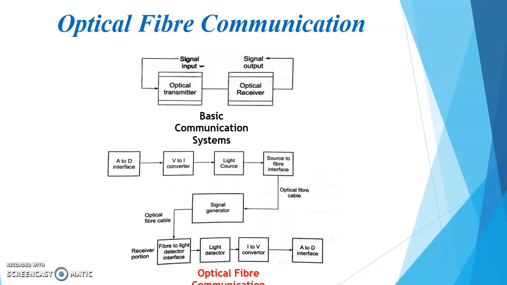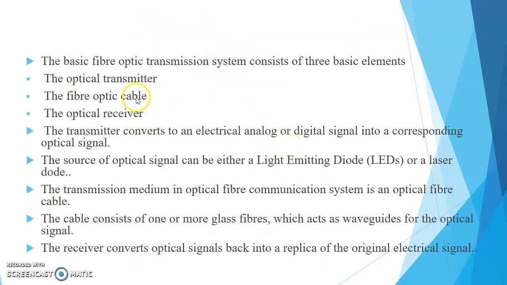Next, let us go to the block diagram of optical fiber communication. These are the block diagrams with respect to optical fiber communication. The first block is termed a basic communication system. Here we deal with three basic elements: the optical transmitter, the optical receiver, and the optical fiber cable. That is the basic fiber optic transmission system consisting of three basic elements: optical transmitter, fiber optic cable, and optical receiver.